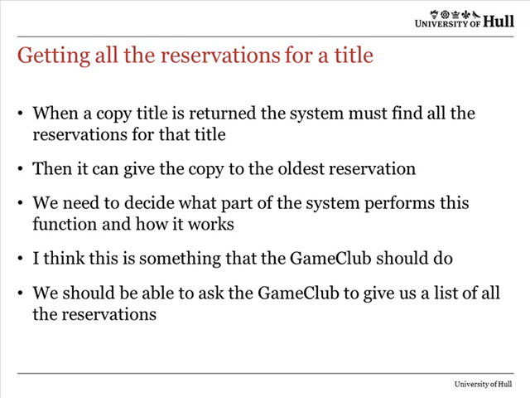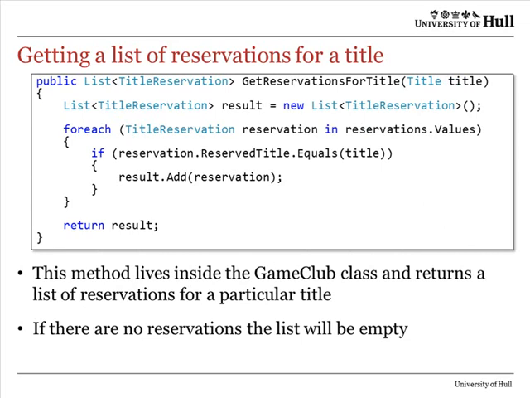I've done some thinking about this from a design point of view, and this is how Robert would do it, which is not necessarily the best way, but works for me. I think the Game Club should do this. So a Game Club should be able to tell us the list of all the reservations for a particular title. To do that, I can write a little method. Here's the one that works for me.